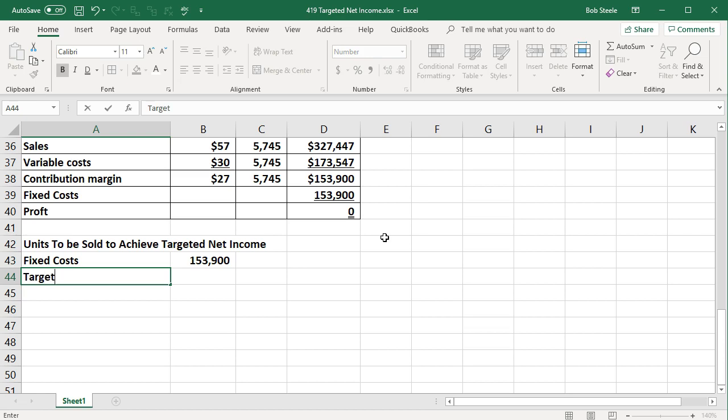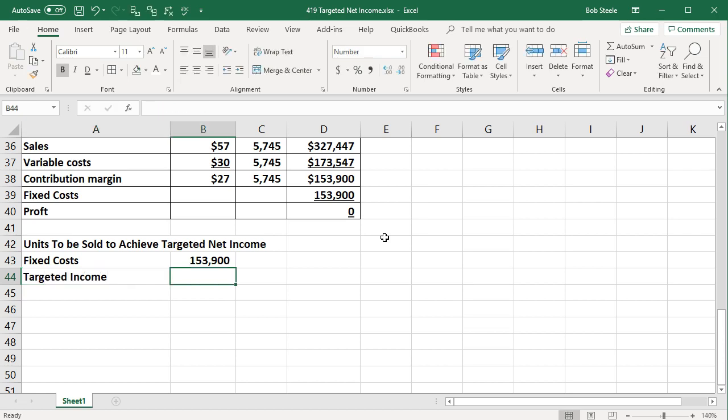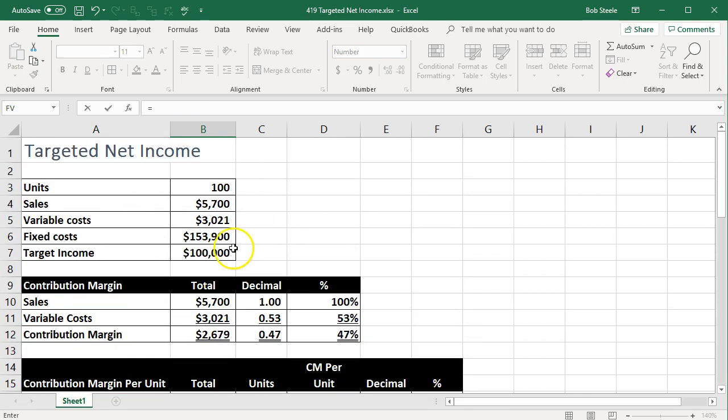Then we've got the targeted income, and that's going to be given in the data set. So I'm going to say this equals this number. Now, what does that number mean? What does targeted net income mean? It means how many units we have to sell to think that we're going to net this amount. We're not talking about taxes right now. Taxes complicate the situation. We're just going to say this is going to be our net income. How many units do we have to sell in order to net 100,000 of, in essence, net income?